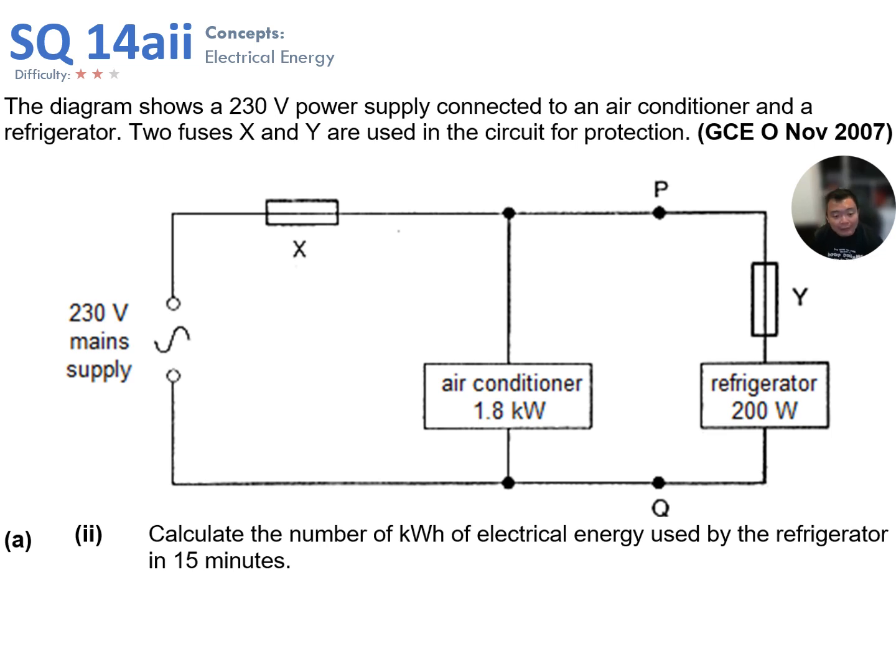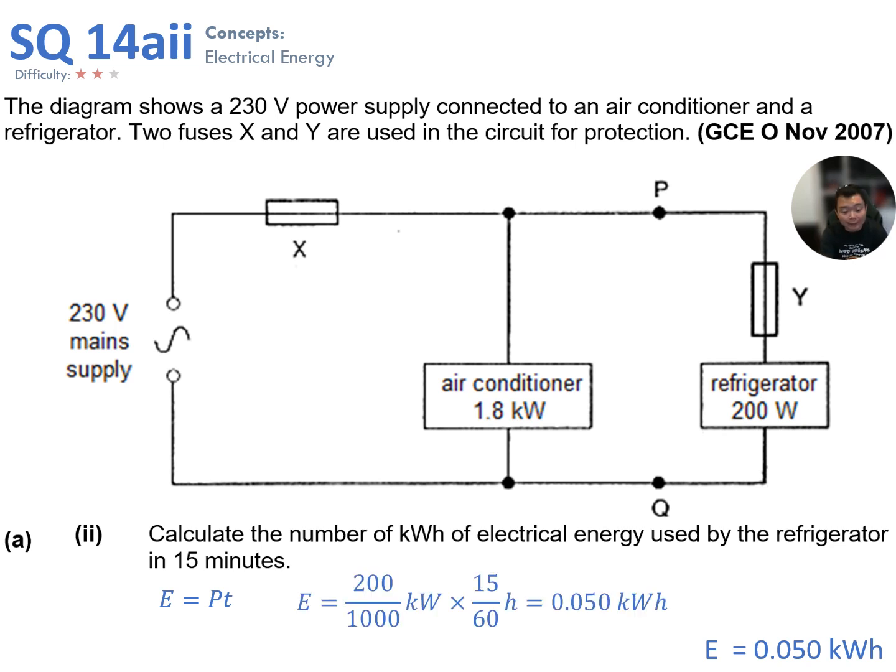In part A 2, you are to calculate the amount of energy in kilowatt hour if you use the refrigerator for 15 minutes. Use the energy equation, E equals power times time, taking care to put your power value in kilowatt, because your final unit is kilowatt hour, so you must put the power value in kilowatt.